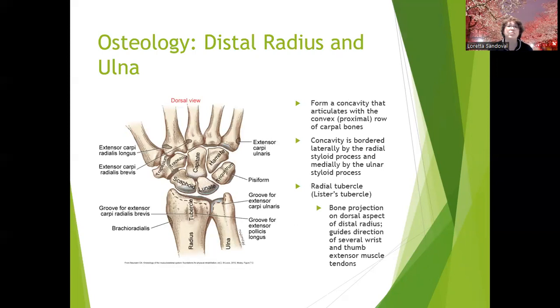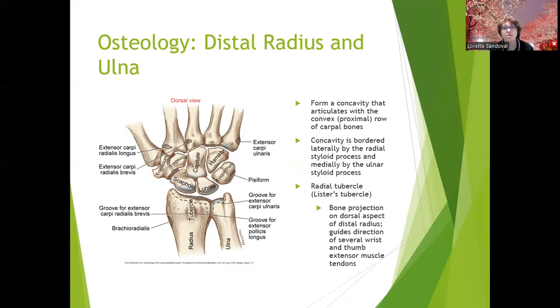So the distal radius and the ulna form a concavity that articulates with the proximal row of the carpal bones. So it has 2 degrees of freedom, so it's basically a condyloid joint. The concavity is bordered laterally by the radial styloid process and medially by the ulnar styloid process. But the ulna doesn't really articulate with the carpal bones. There's a space there.